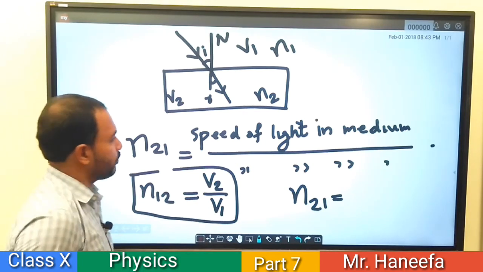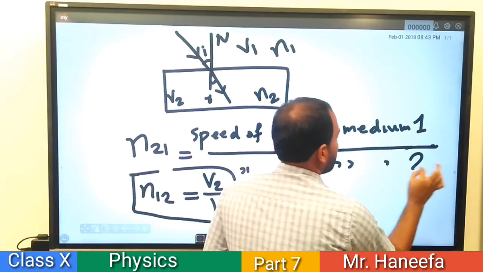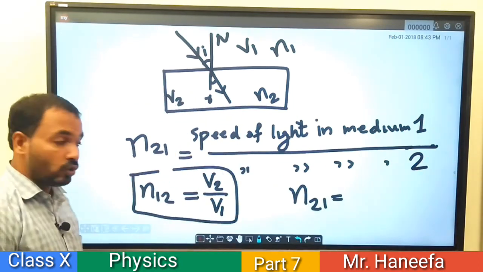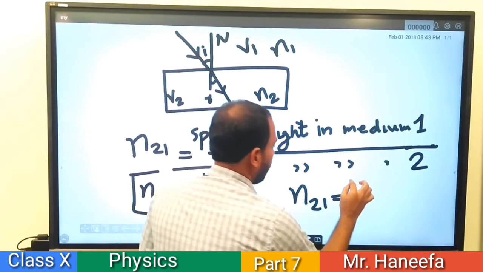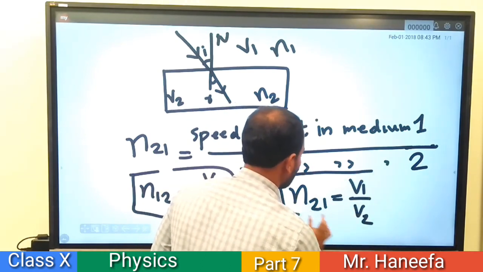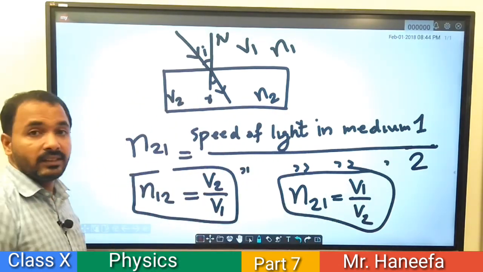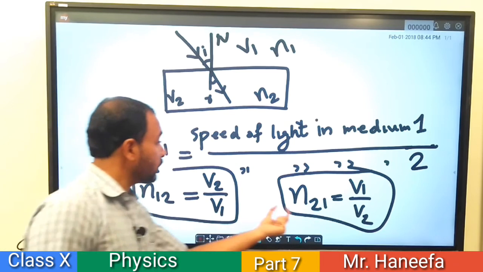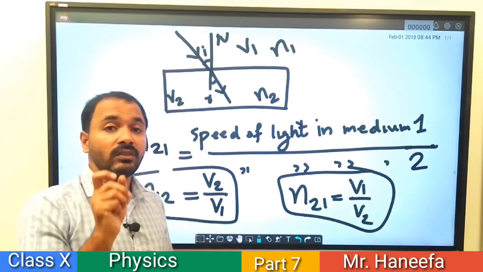N21 is equal to the speed of light in medium 1 divided by the speed of light in medium 2, that is, N21 equals V1 divided by V2. This is another equation to find refractive index. These two refractive indices are called relative refractive index.